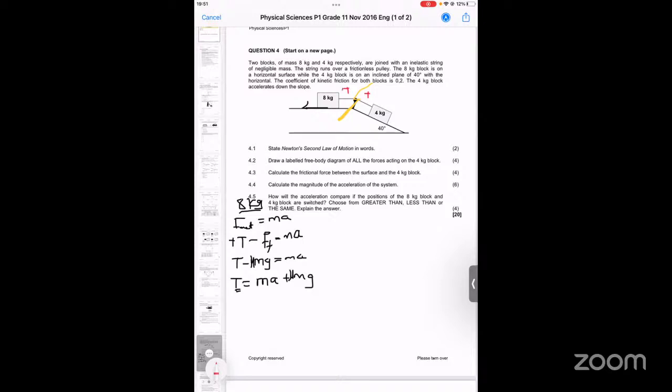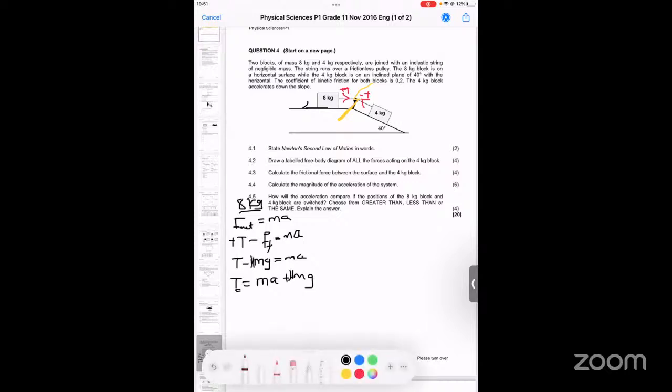The tension on the 8 kg, when you cut it, acts in the positive direction, towards the right. It's like it's pulling that 8 kg. But when it comes to the 4 kg, it's like the 8 kg is dragging it backwards. So they're actually pulling each other in a way. This one is being pulled towards the right. This one is being pulled towards the left. That is why it is positive tension and negative tension.